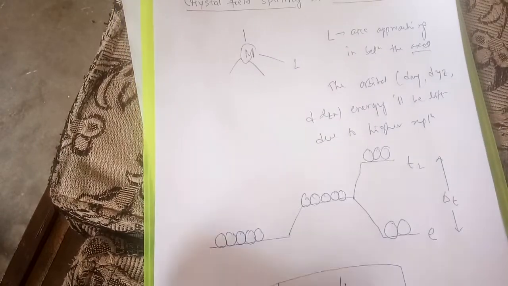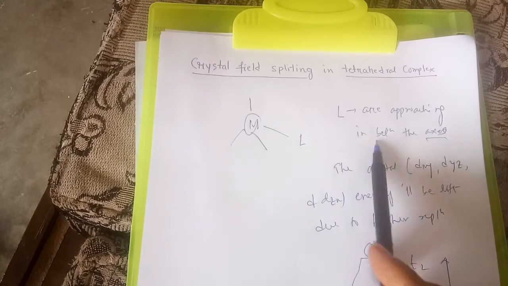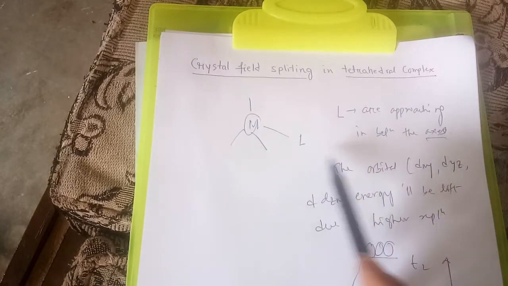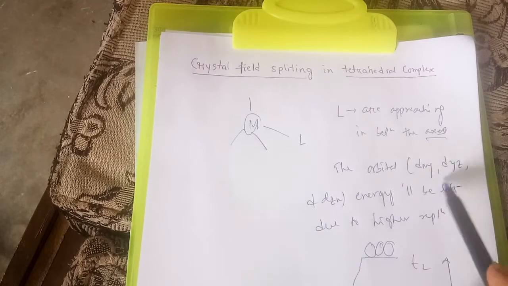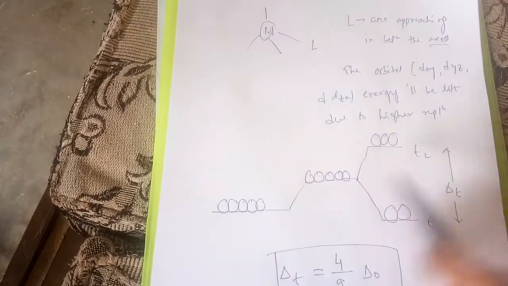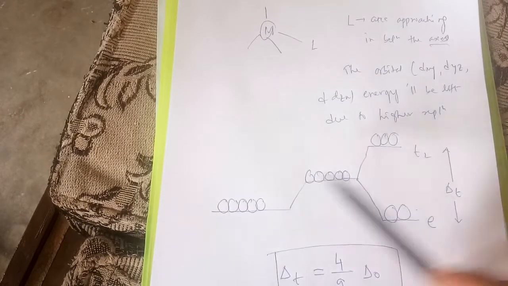What we have learned, again I am telling, is that in a tetrahedral complex ligands are approach in between the axis. The orbitals in between the axis, dxy, dyz, dzx, their energy will be lifted. So the splitting is like that. This is dxy, dyz, dzx, and this is dx square minus y square, dz square.